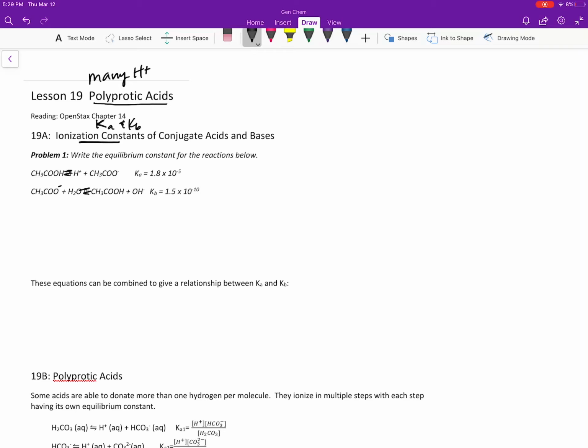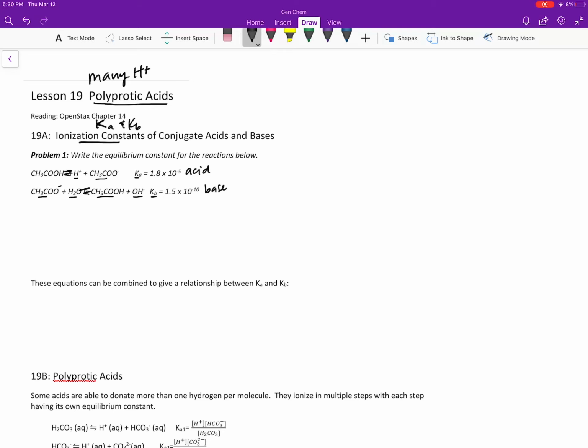Now, problem number 1 says write the equilibrium constant for the reactions below. So we're looking for the expression. You can see here we have acetic acid losing its proton to form acetate, and then we have acetate reacting with water to form acetic acid and OH. So this would be acetic acid acting as an acid, and this would be acetic acid acting as a base. Therefore, we have a Ka and a Kb.